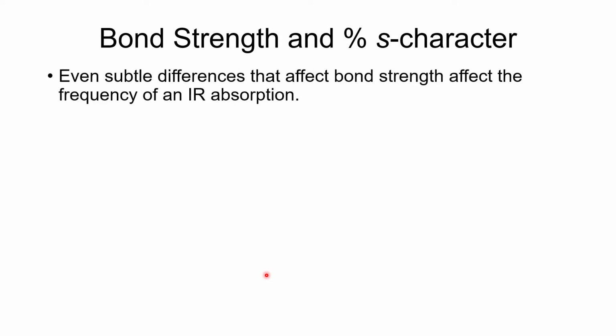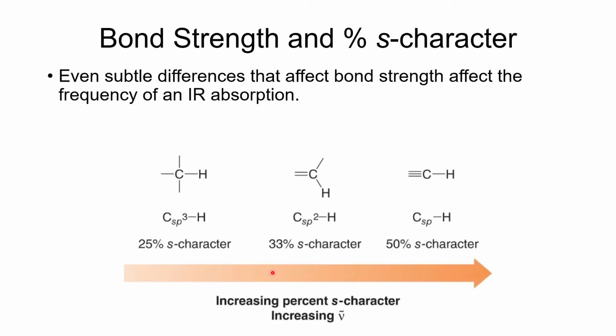All right, so let's look at bond strength and percent S character. I mentioned this a minute ago. These are very subtle differences, but the more S character you have, so sp3 versus sp2 versus sp. sp3 has 25% S character. These tend to be longer bonds and not quite as strong as the carbon hydrogens that are on sp2. They have 33% S character. And the carbon hydrogens that are on sp have even more S character, 50%. So those are even shorter bonds.